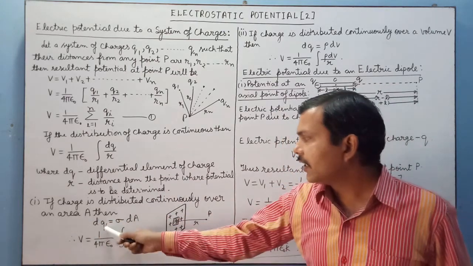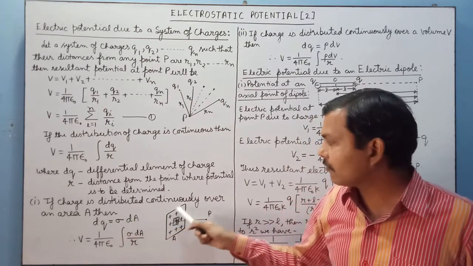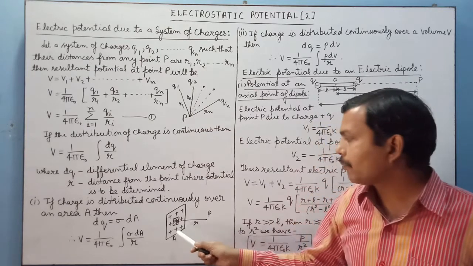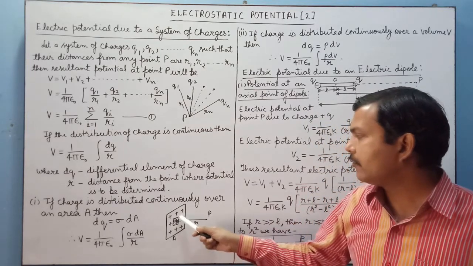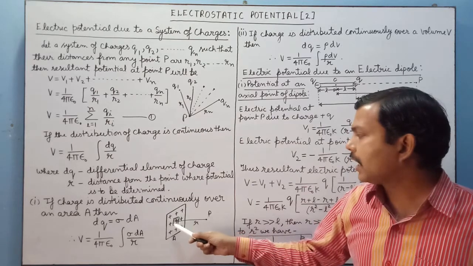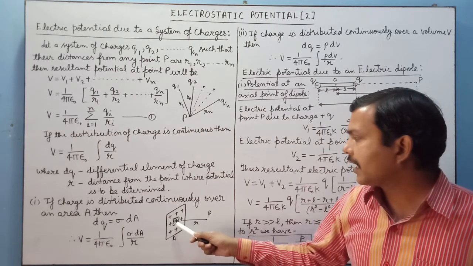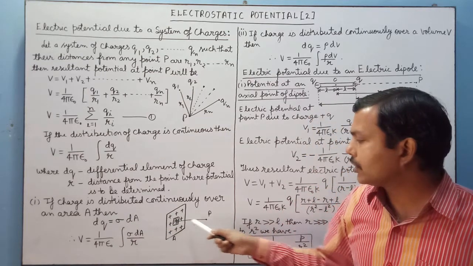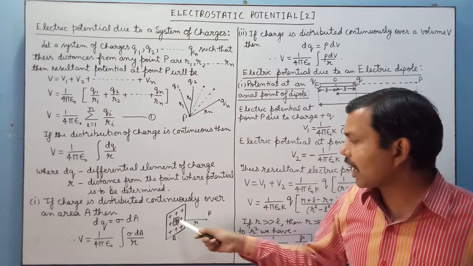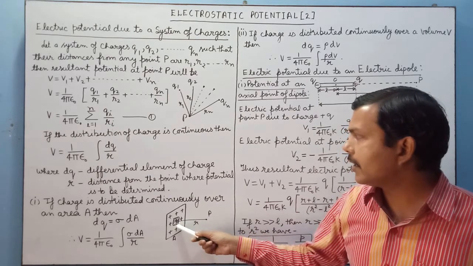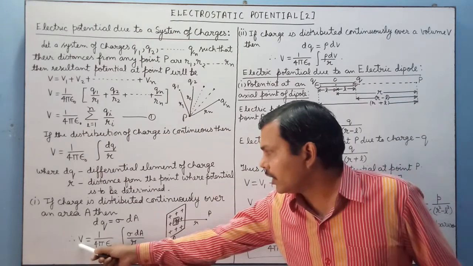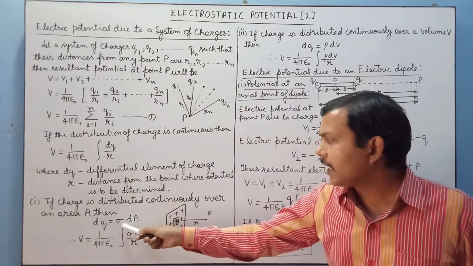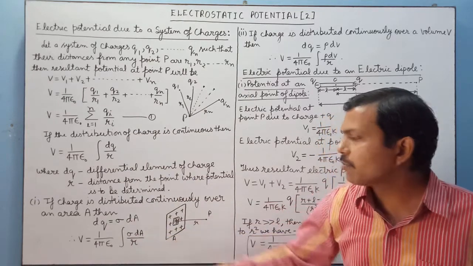Number 1: if charge is distributed continuously over an area A, in that case dq is equal to sigma dA. I have considered here an area A and charge is distributed on this area uniformly. If I consider a small element dq of charge, then this dq is equal to sigma dA, and I want to determine the electric potential at point P at a distance r from this differential element of charge. So V is equal to 1 upon 4 pi epsilon 0 integral, in place of dq I have to write sigma dA upon r.